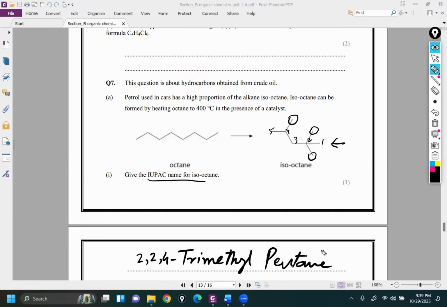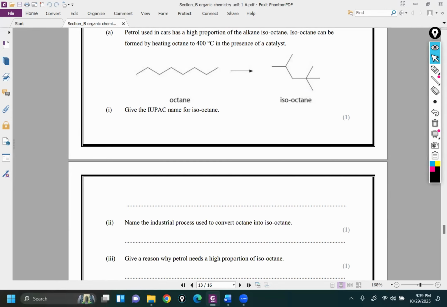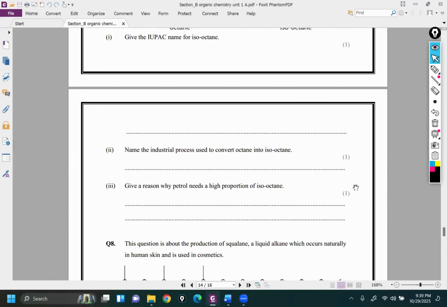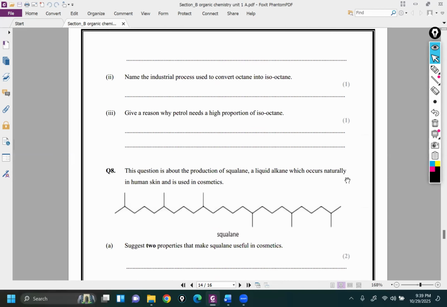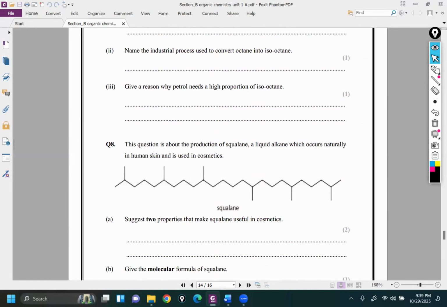Isooctane is a branched chain octane. It is also called ideal fuel, perfect fuel, its octane number is 100. It burns very efficiently, producing zero knocking when burned in the engine. Name the industrial process used to convert octane into isooctane. Any process in which a straight chain changes into a branched chain or cyclic chain is called reforming.